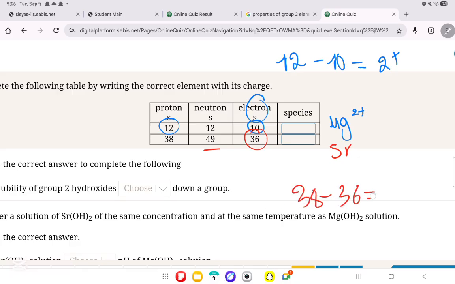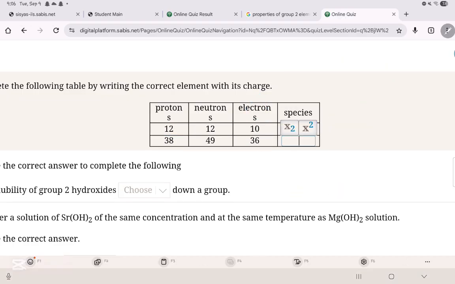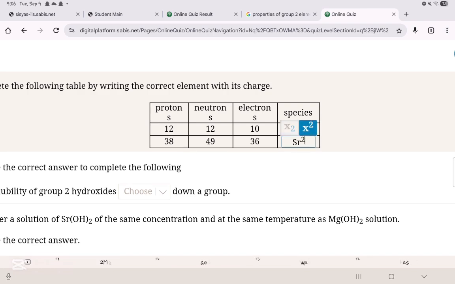So strontium 2 plus. So what are the answers? Magnesium 2 plus and strontium 2 plus. We move on to question number 2.